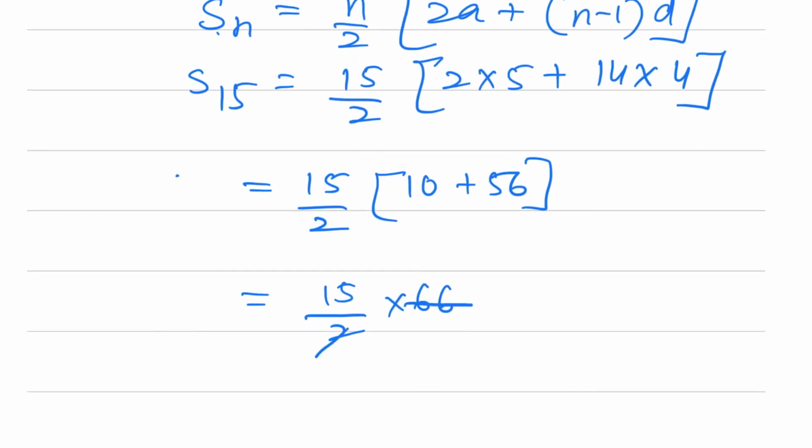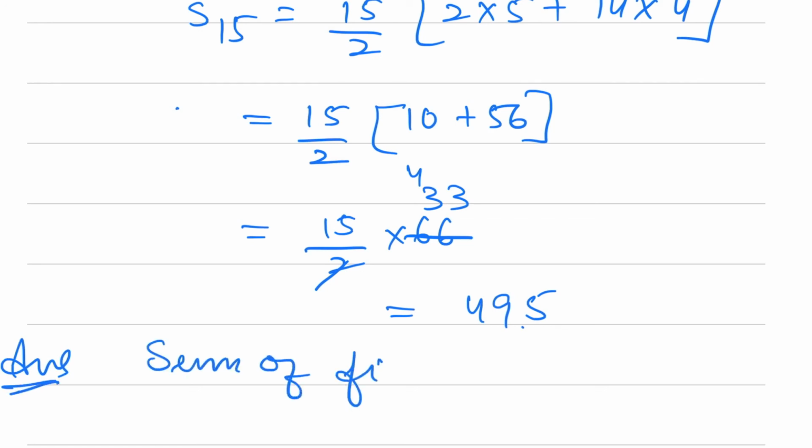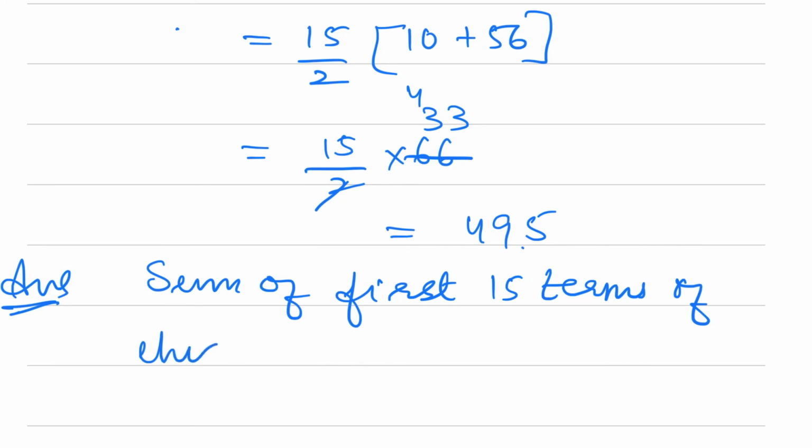This is 3 and 3. So 15, 3 times 45. 15, 3, 45 and 4, 495. So answer I can write down as sum of first 15 terms of this AP is 495.